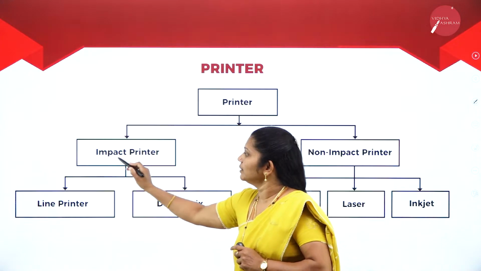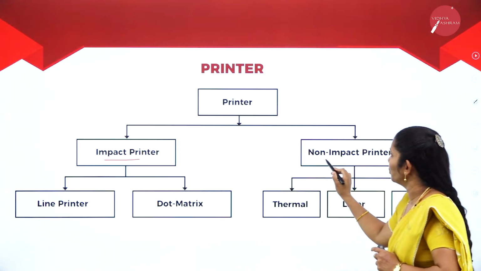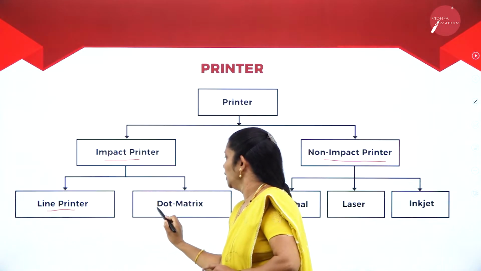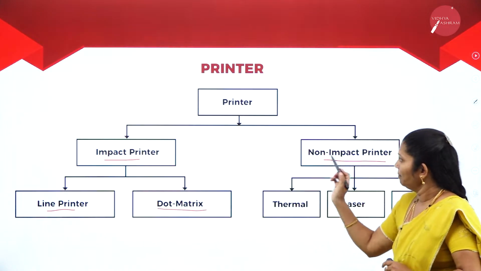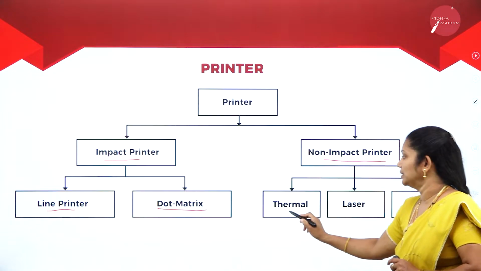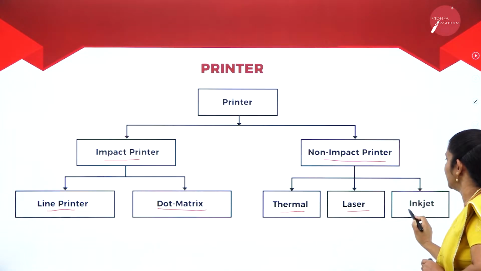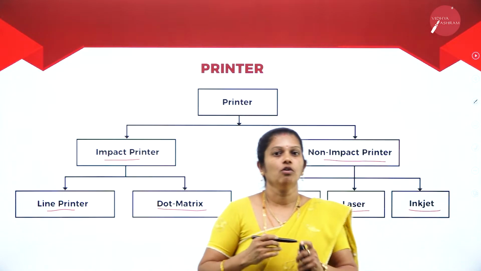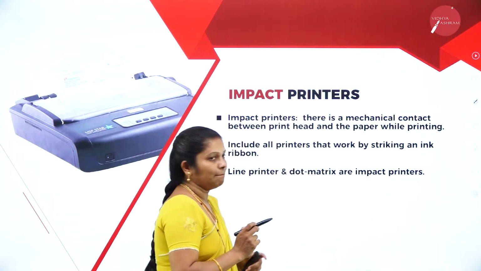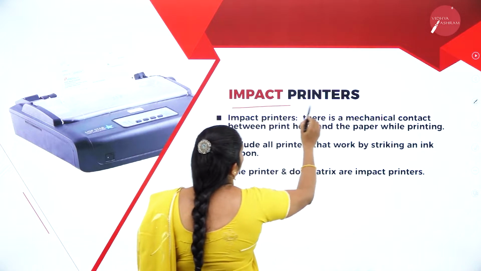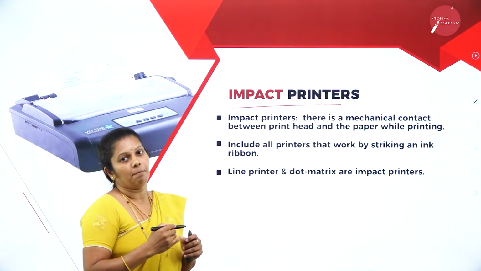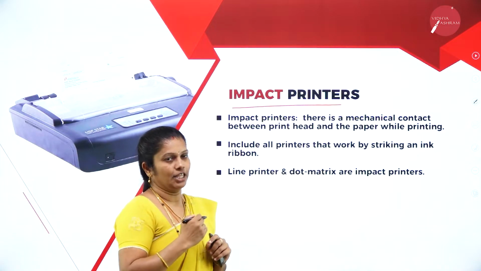When it comes to printers, there are two types, impact and non-impact. Under impact, we have line printer and dot matrix printer. But under non-impact printer, we have thermal printer, laser printer, and inkjet printer. Now, one by one we will explain. First, we will explain the impact printer. What is the use of this impact printer? What are the major characteristics of impact printer? That we will explain now.